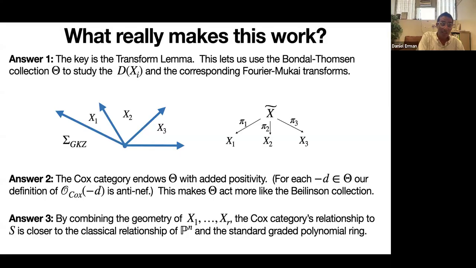Maybe a more meta answer is that the way we've built this Cox category, it takes this special set, this Bondal-Thompson collection, and it endows it with positivity properties, making it act more like the Beilinson collection. And so this act of synthesizing the xi's in this way makes the connection between theta and the Cox ring more akin to the connection one sees for projective space itself.